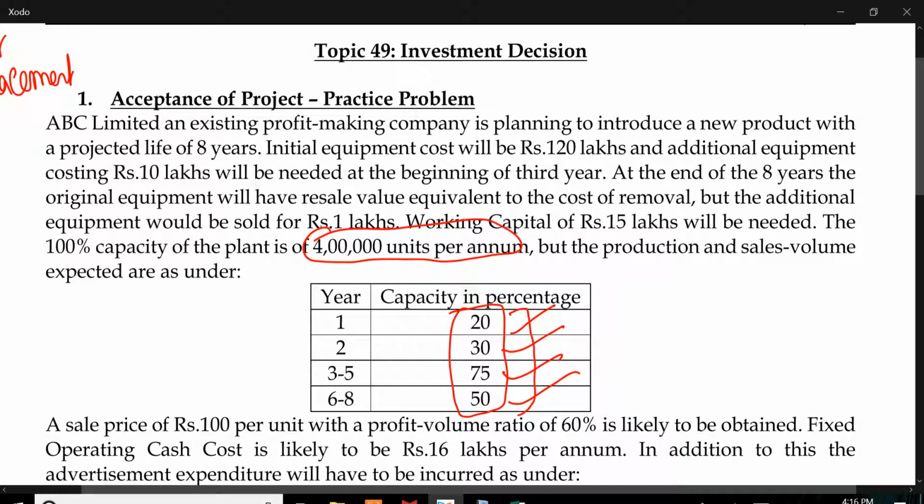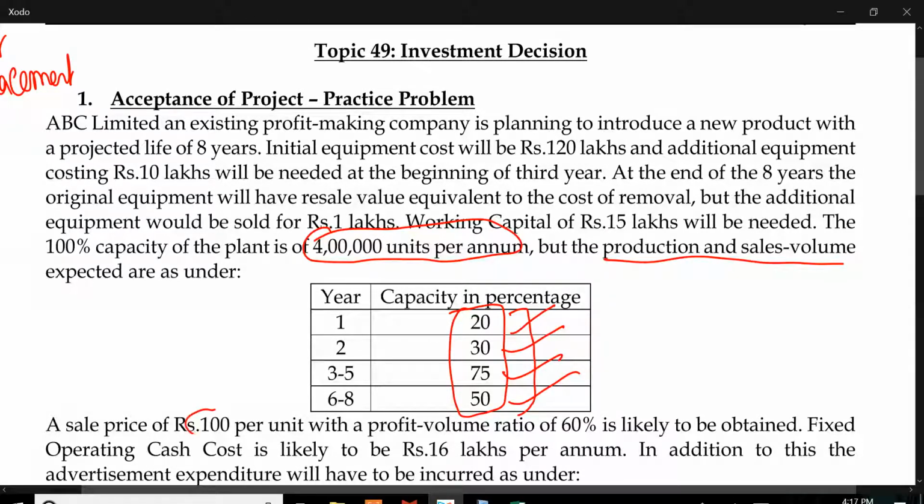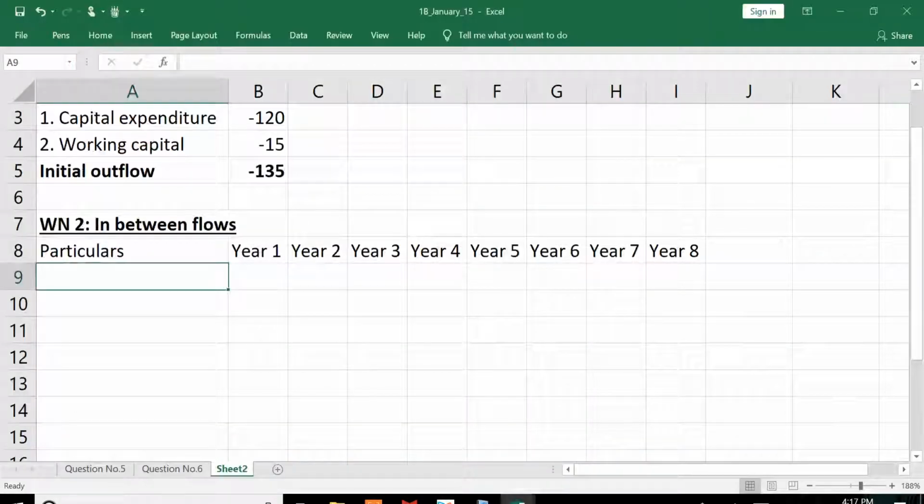So this is basically the sales. They said production and sales volume. And even if they give only production, it is assumed that sales and production are same. So I can calculate revenues because I have the selling price. So we will first start with revenues less whatever expenses are there. So point number 1 is revenues. Let's start with revenues.